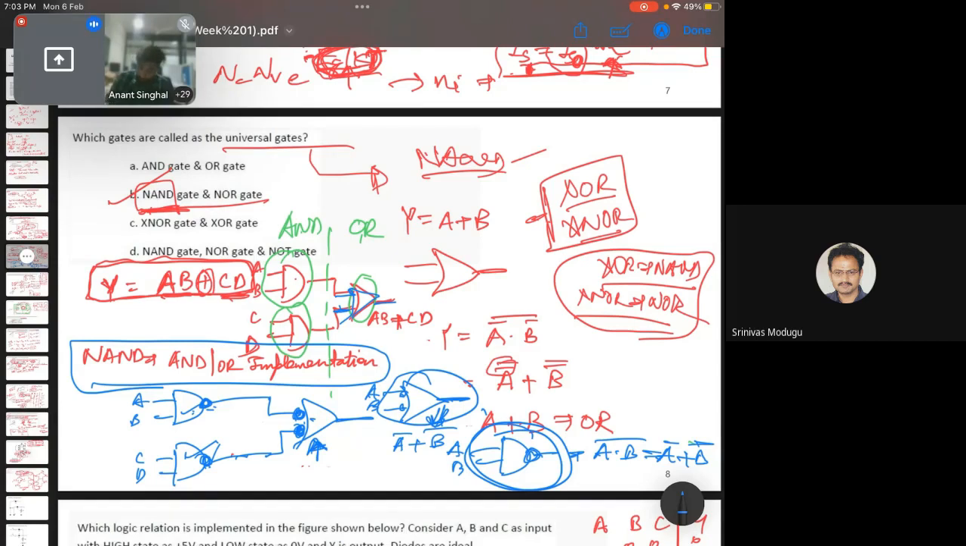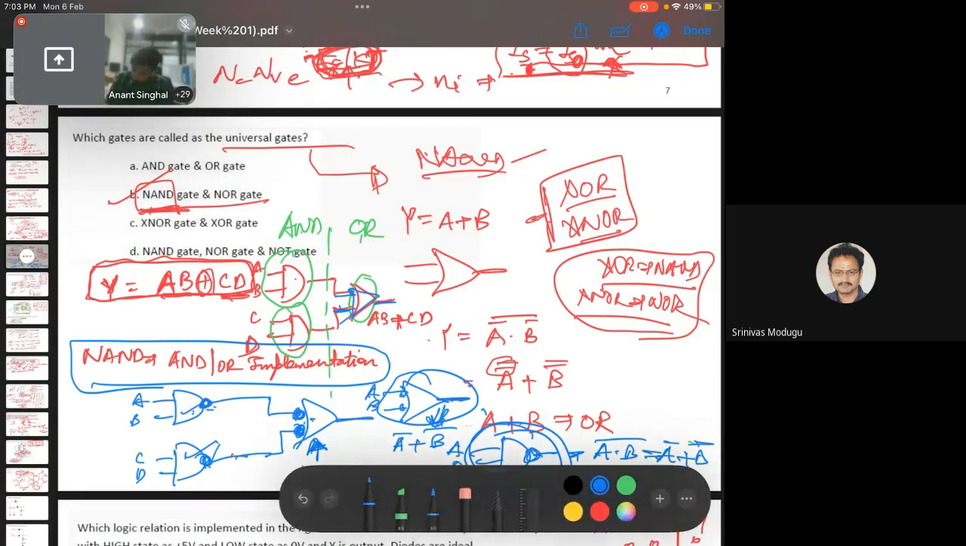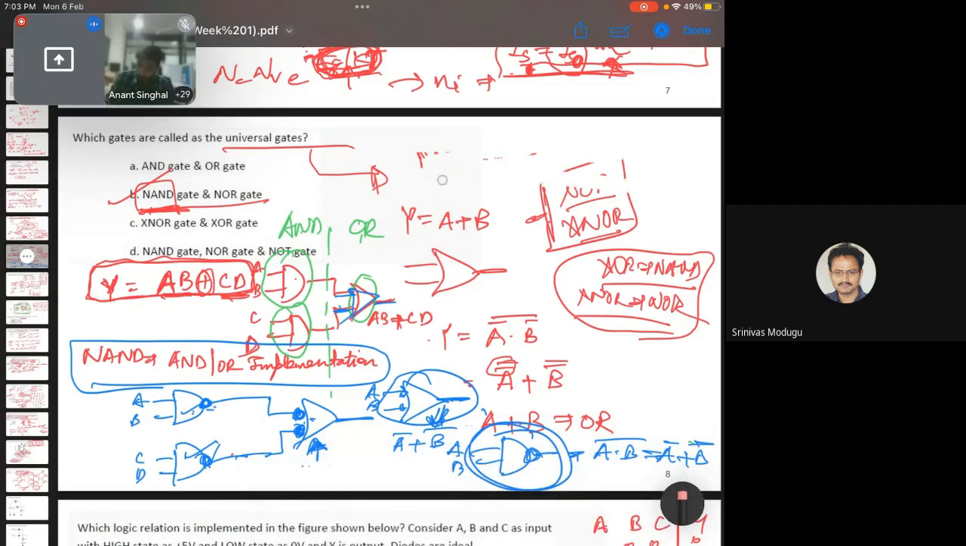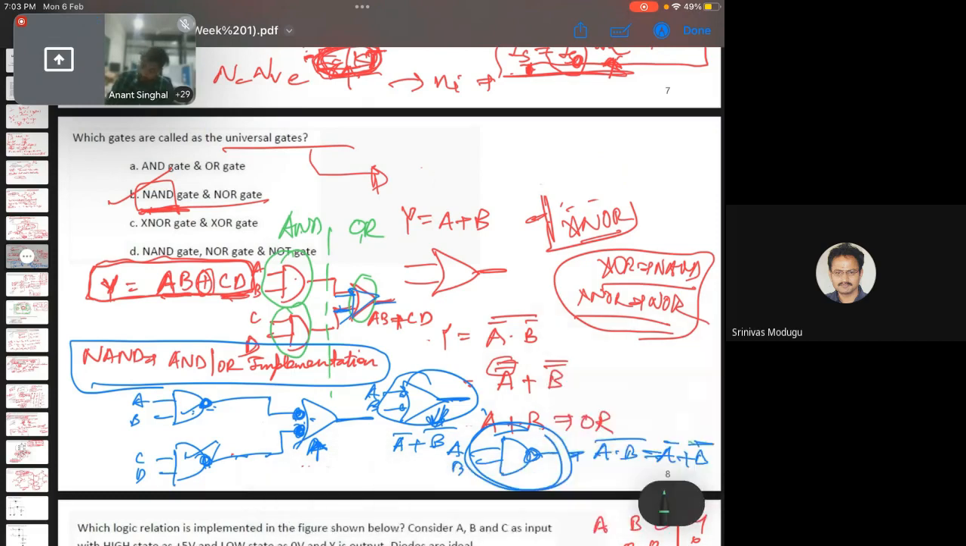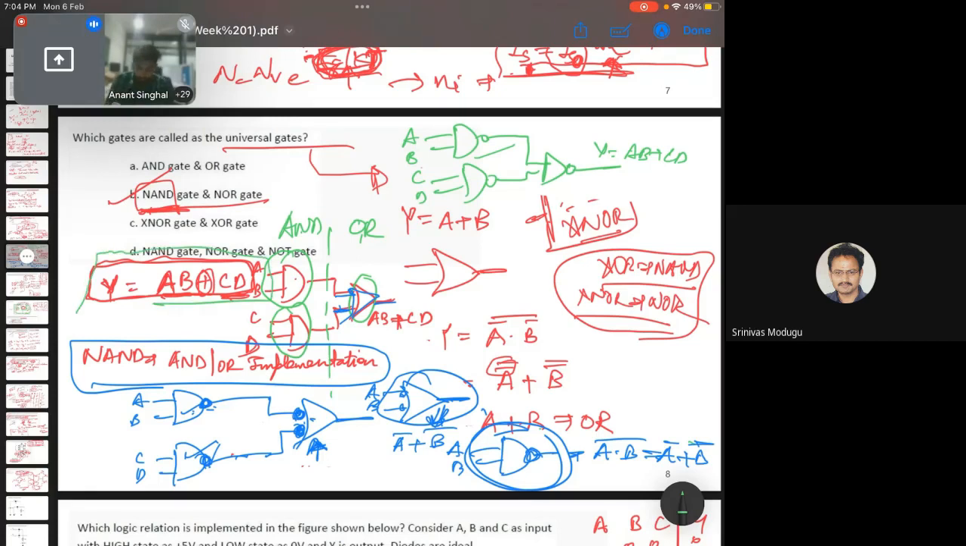Let me try to remake this somewhere else. Maybe here. Yeah. So AB, CD, and then this. So this is now three NAND gates, and now the logic has been converted to AB plus CD. So this is how we can convert any logic to using this NAND and NOR implementation.